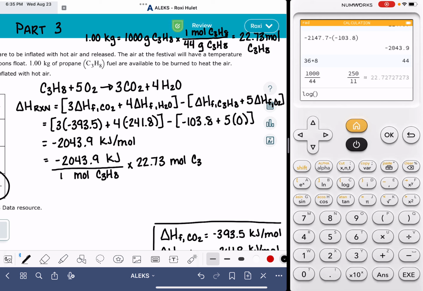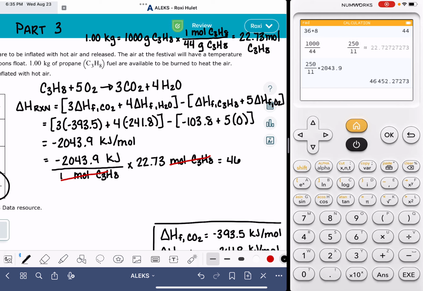than 1 mole. So I'm multiplying this kilojoules per mole by the exact number of moles that I have, and that is going to give me 2043.9. So this tells me that when I burn all of that propane, I'm going to be releasing 46,452 kilojoules of heat. That negative sign means that it is being released for the combustion of propane.